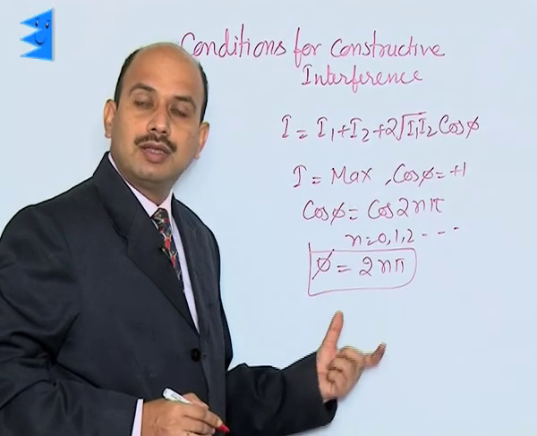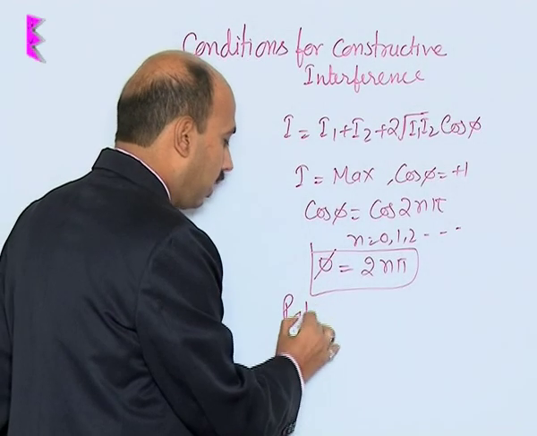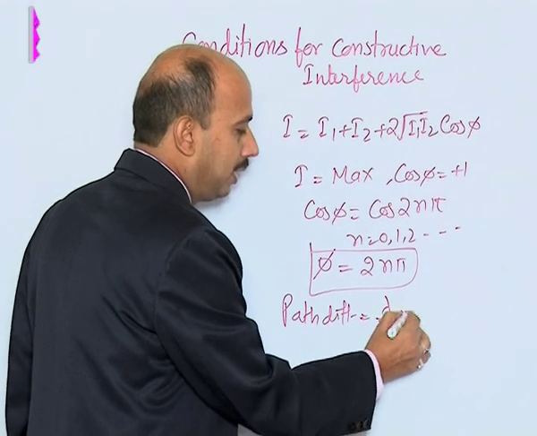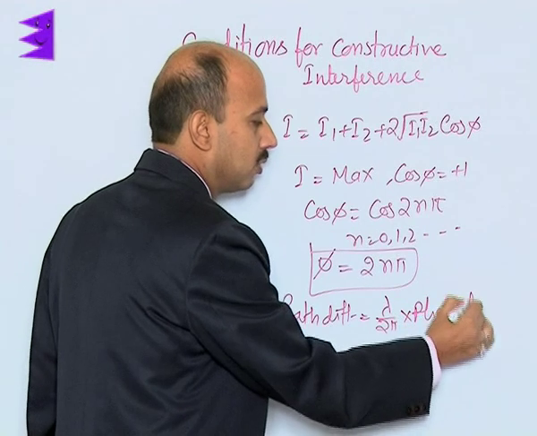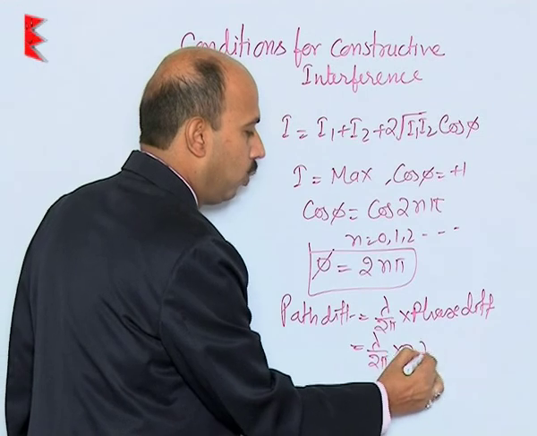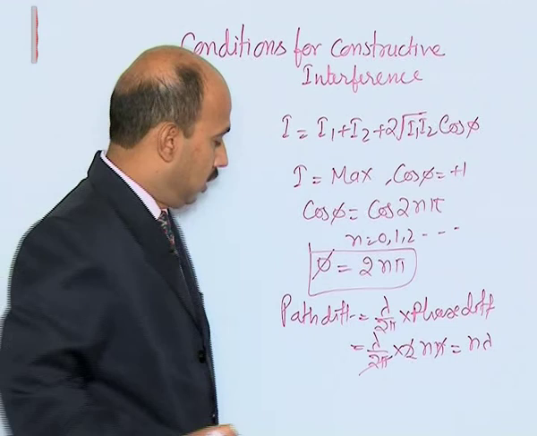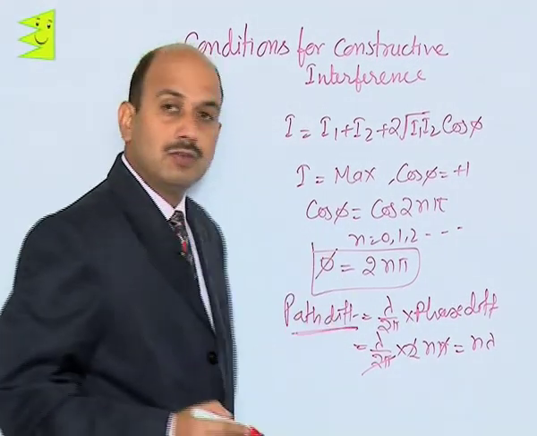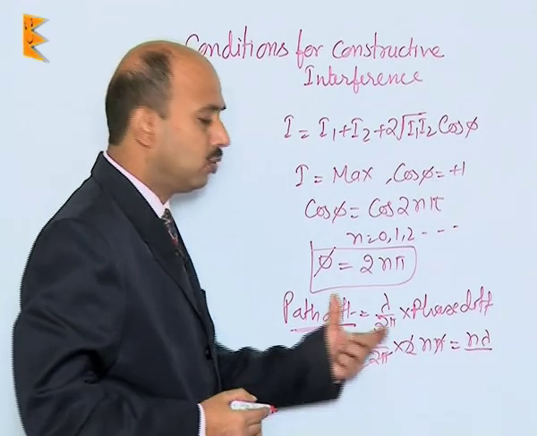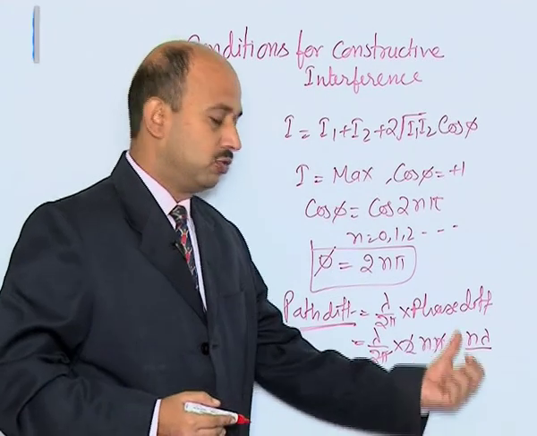Now, we can also write the condition in terms of the path difference. We know path difference is equal to lambda upon 2 pi into phase difference. So, that can be written lambda upon 2 pi into 2n pi, where these two cancel. So, that is n lambda. So, for constructive interference, path difference should be an integral multiple of the wavelength. So, there are two conditions for constructive interference: phase difference should be this much and path difference should be n lambda.